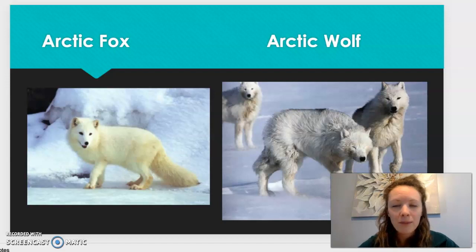So these are adaptations. Again, you need to remember to talk about the trait specifically that allows them to survive and reproduce. And you also want to be thinking of their biome and how it relates directly to where they live and helps them survive in that location.